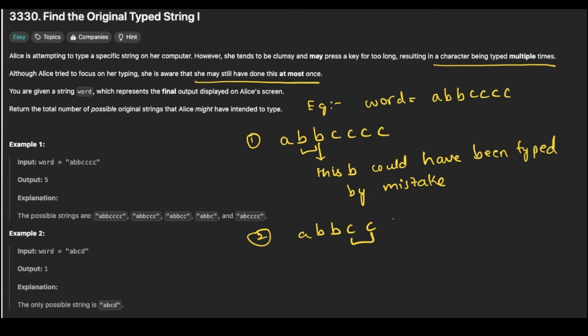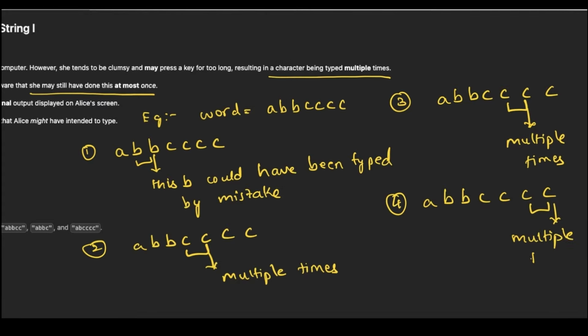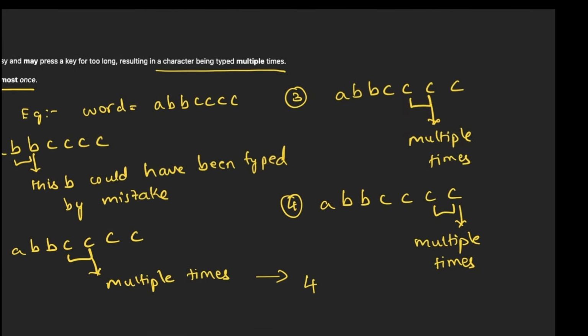Maybe the second B here was typed twice by accident. Here the second C could be a mistake where Alice pressed the key too long. Next, the third C might have been typed by mistake too. Finally, the last C could also be an error.